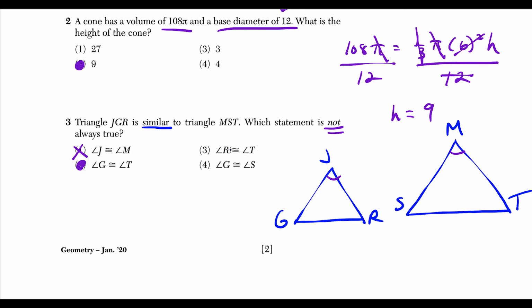Now, angle R is congruent to angle T. That always has to be true because R is in the bottom right location as well as angle T in the second triangle. So that's why this one's no good. And then last here, angle G in the bottom left always has to be congruent to the measure of angle S, or angle S and angle G have to be congruent. So definitely not 4. Choice 2 is our answer.